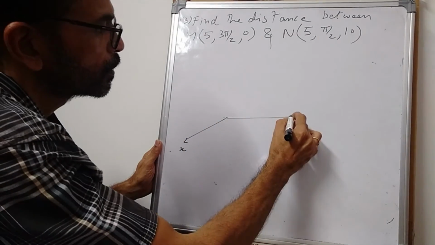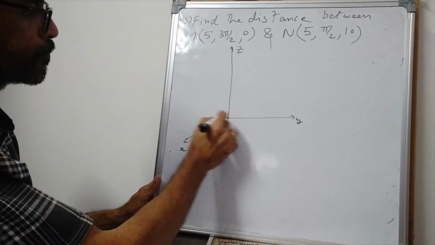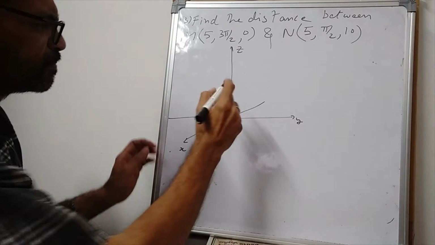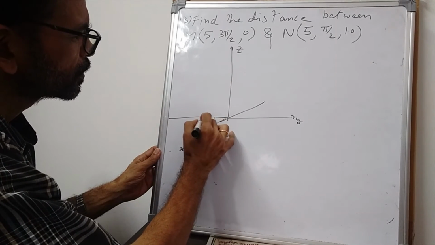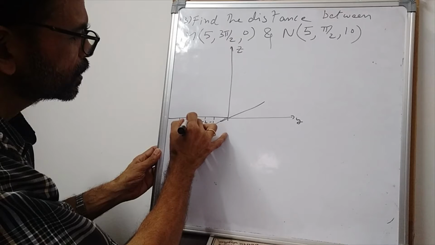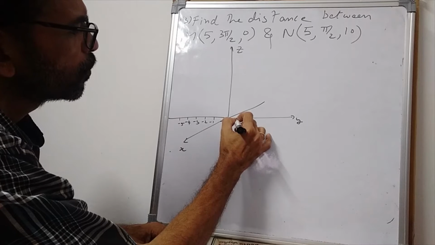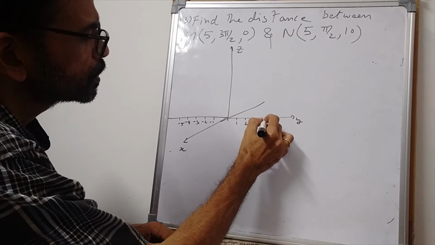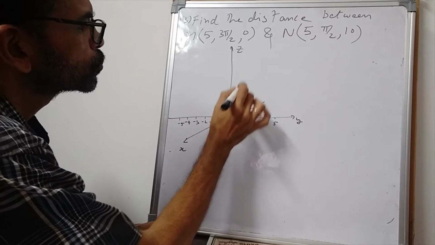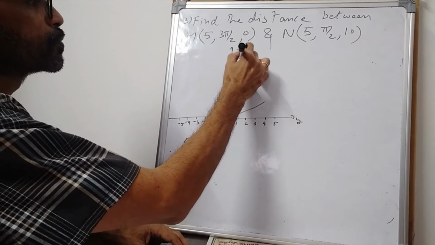x, y, z. Let's roughly mark this: minus 1, minus 2, minus 3, minus 4, minus 5. This is the y-axis, negative side of the y-axis. 1, 2, 3, 4, 5. Similarly, 1, 2, 3, 4, and so on and so forth up to 10.